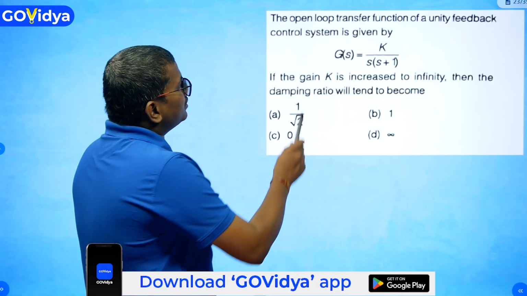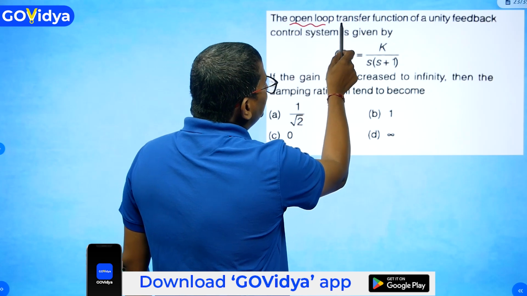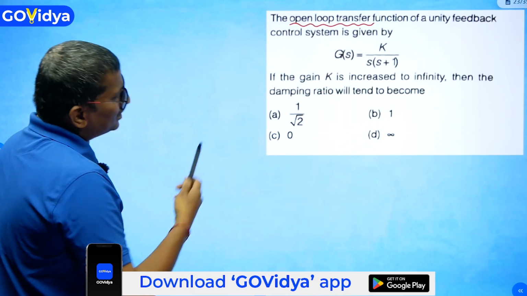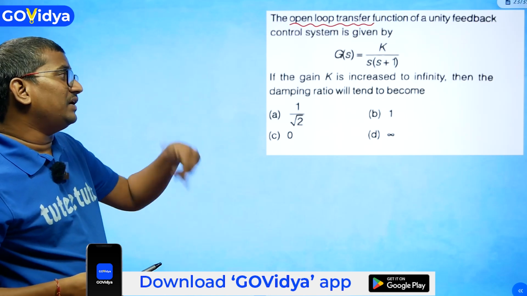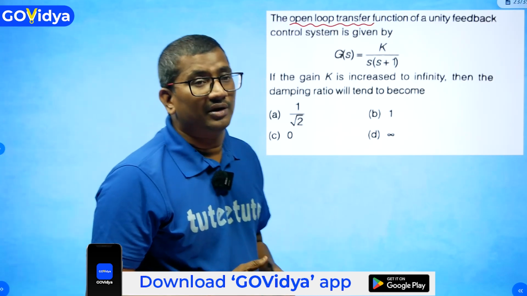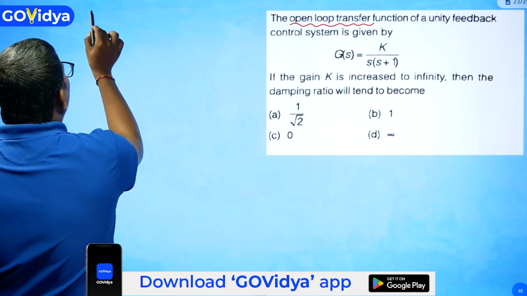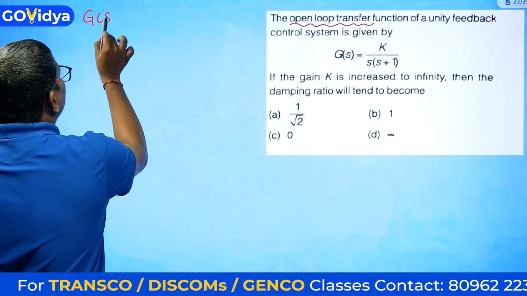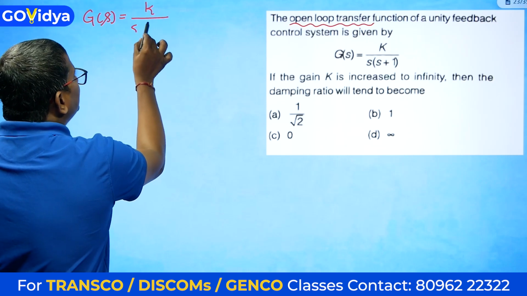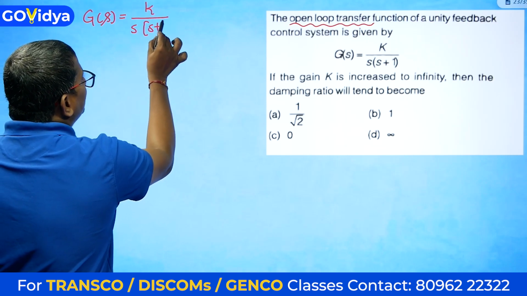Okay. Now let us see another question. If you see the question, the open loop transfer function of a unity feedback system G(s) is given by this, and if the gain increases to infinity, then the damping ratio becomes what? If gain is infinity, what will happen? So first of all, take that G(s) as it is here: K by s into (s plus 1).